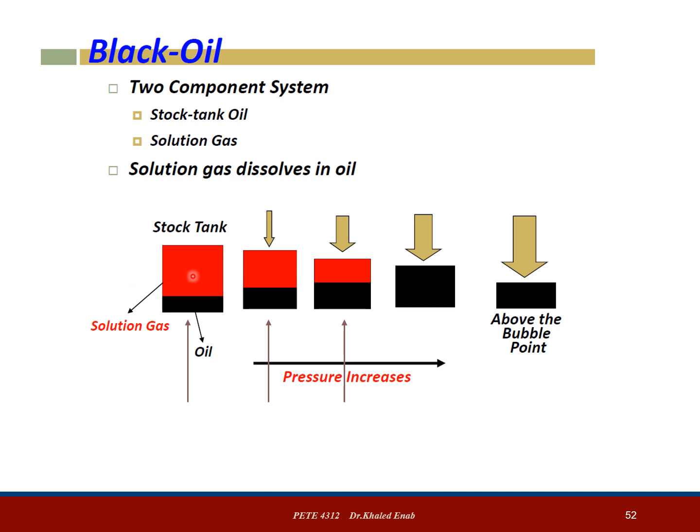We have gas, solution gas, and oil. When the pressure increases, go to the reservoir condition, all the gas will be dissolved in the oil because of the high pressure, and that will be above the bubble point definitely. But you can see how the change happened with the pressure. So we get the reservoir condition, you produce, you get in the separation. This is the stock tank oil, and this is the solution gas.